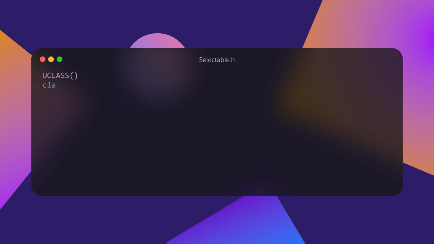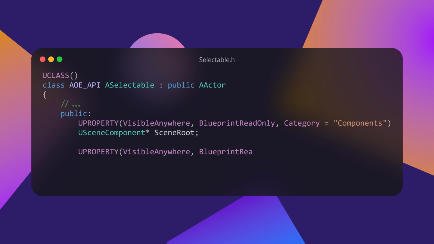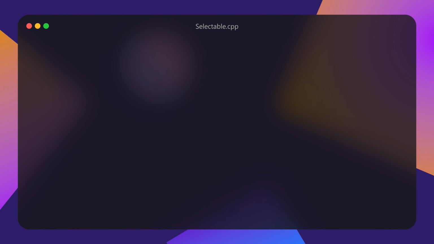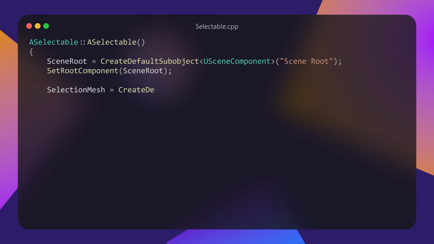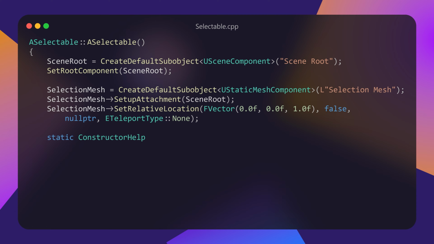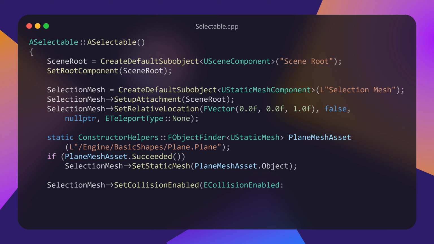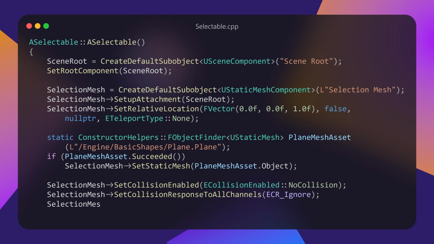In the selectable class, we'll add scene root and selection mesh. In the constructor, we'll create scene root and set it as the root component. Next, we'll create selection mesh, set it as the child of root component, and set it slightly above the ground. We'll also initialize it so that plain mesh is its default mesh. We'll also disable collision.